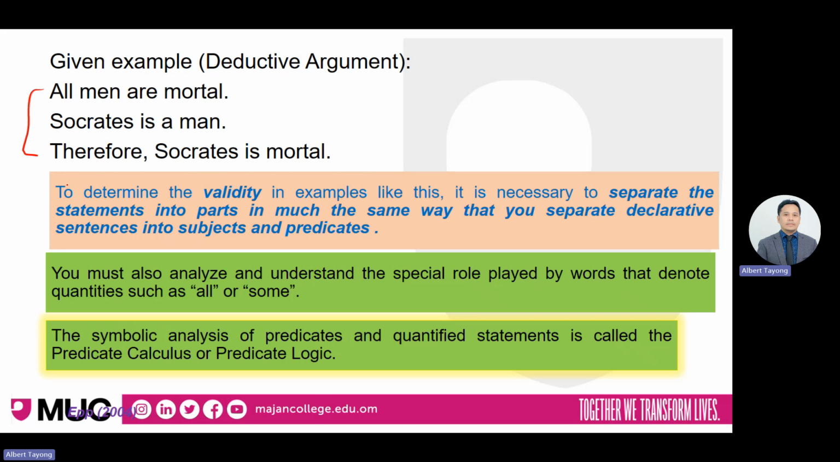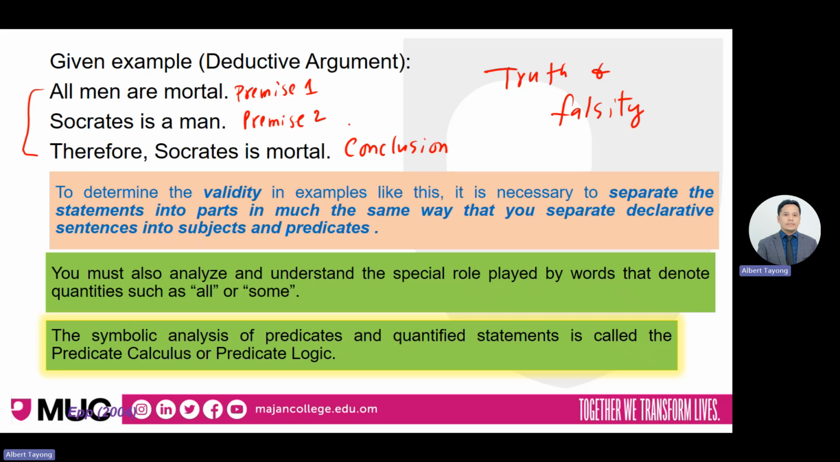This is a deductive argument from our previous lesson, where we start with two premises, premise 1 and premise 2, and a conclusion. Now, the validity of this particular argument containing 3 sentences does not depend on truth and falsity. It means that we don't look at whether it is true or false, because if the premises are true, the conclusion cannot be false if this argument is valid.